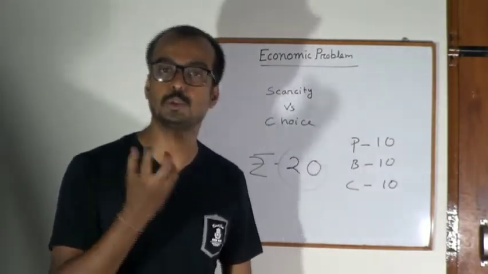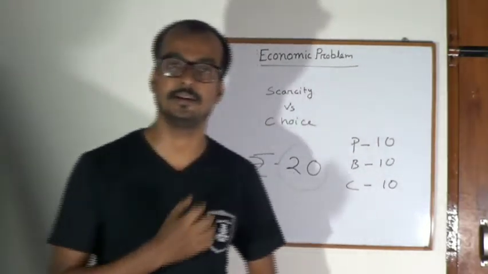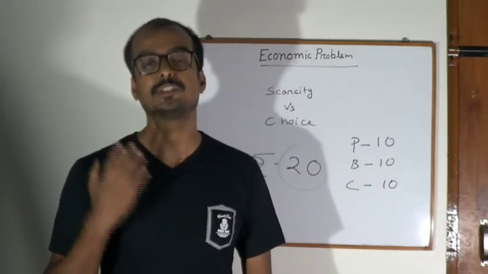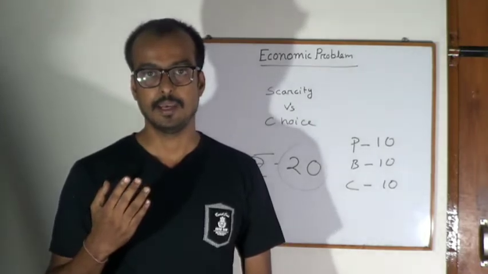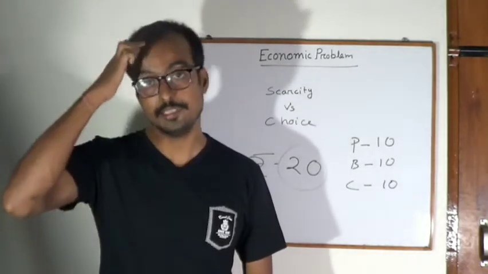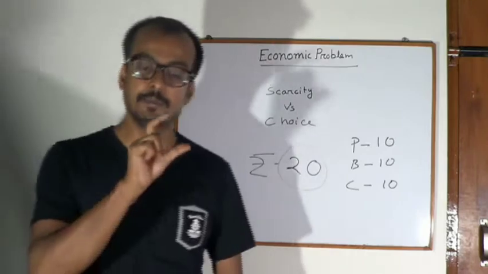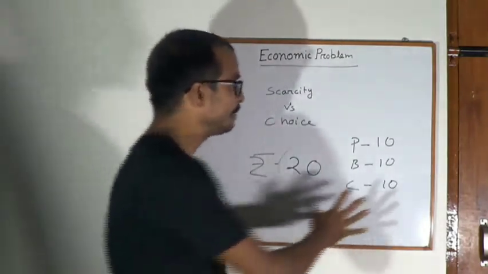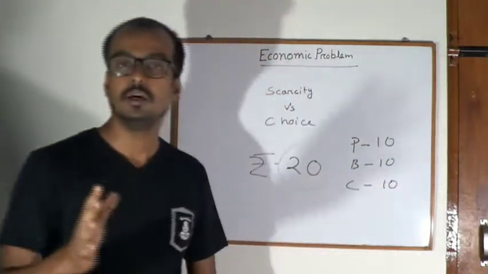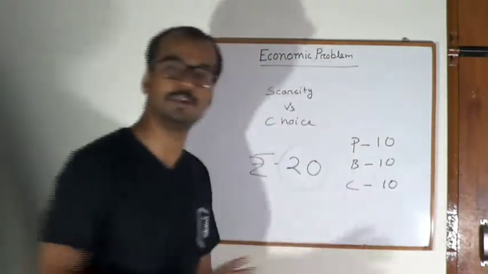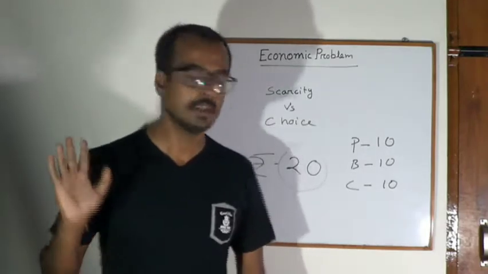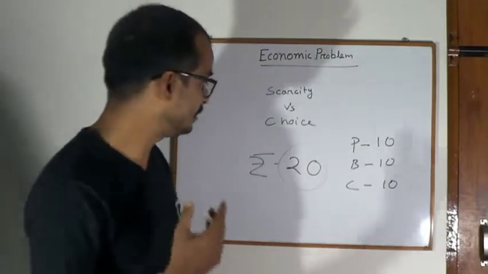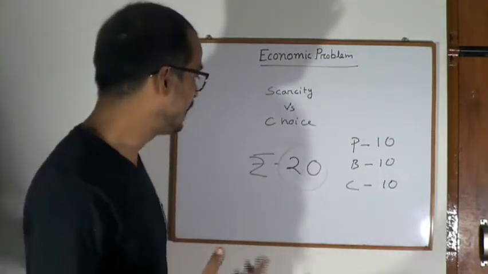You have to make a choice. You have to decide. Out of these three, which are most essential and which you can ignore. This choice you have to make. This process of making choice, this is called problem. Here, what is the problem? Problem is that you need 30 rupees but you have 20 rupees. So it is a problem. Simple. Now you have to make a choice. Out of this problem you have to make a choice, and the problem of choice arises now.